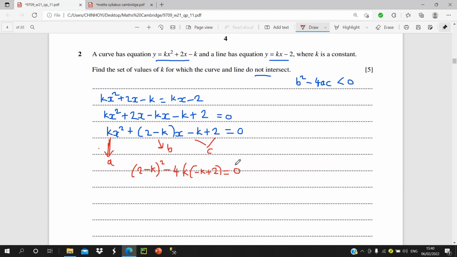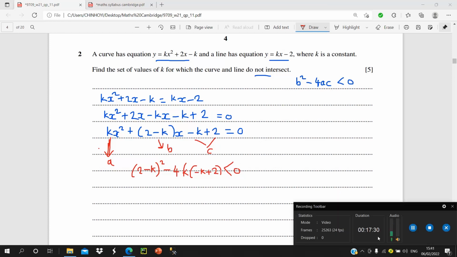We want to find the range of values. This one is a quadratic equation, but we want to use the discriminant. Here it's not an equal sign, it's an inequality sign. We are solving this inequality, so I want you to pause this video, and I will give you 5 minutes to go through.